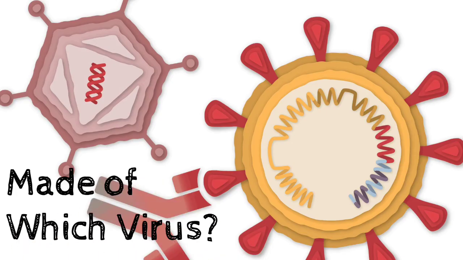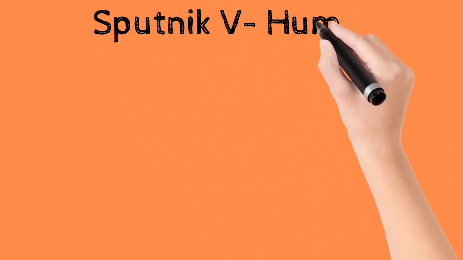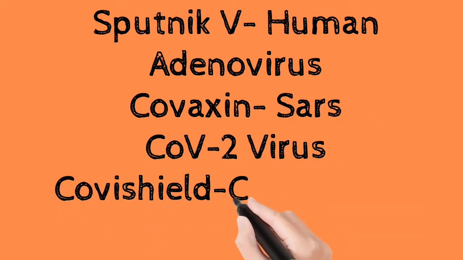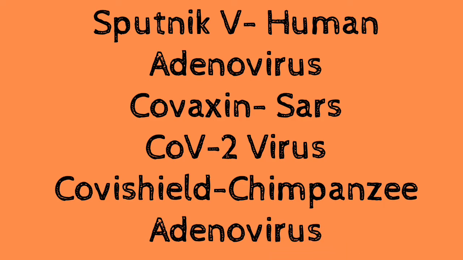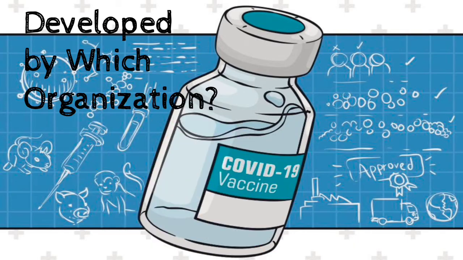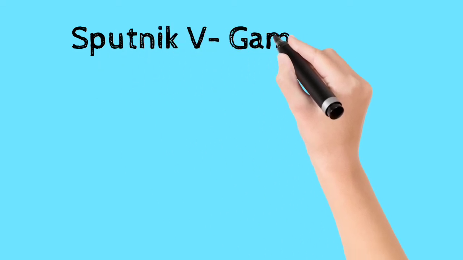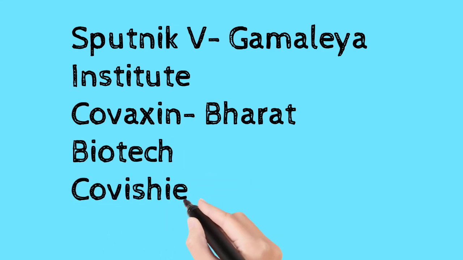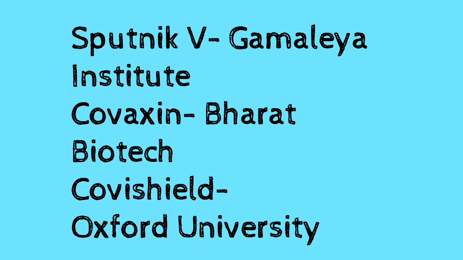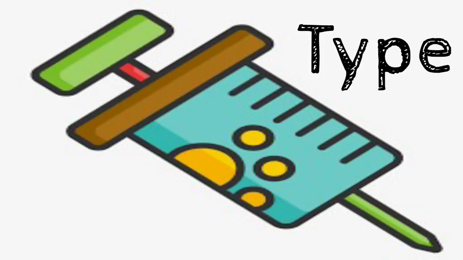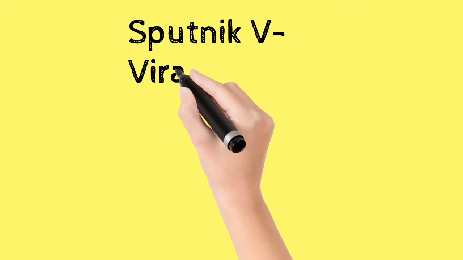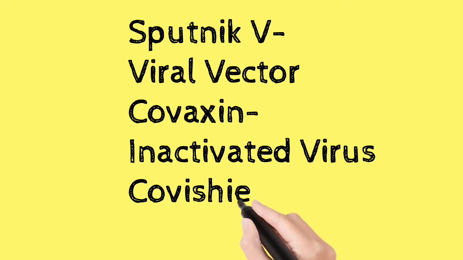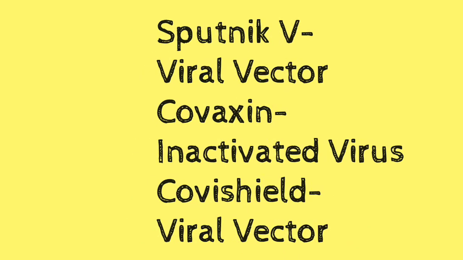The vaccines were made of which viruses? Sputnik V was made of human adenovirus, Covaxin was made of SARS-CoV-2 virus, which is the actual one, and Covishield was made of chimpanzee adenovirus. The vaccines were developed by which organizations? Sputnik V was developed by Gamaleya Institute, Covaxin by Bharat Biotech, and Covishield by Oxford University. The vaccines belong to which types? Sputnik V is a viral vector vaccine, Covaxin is an inactivated virus vaccine, and Covishield is a viral vector vaccine.